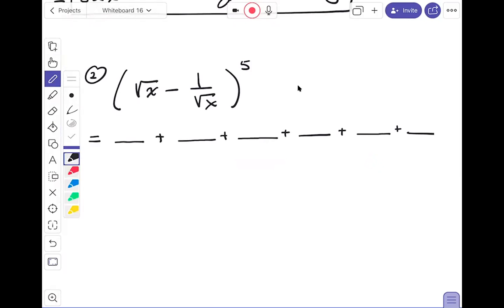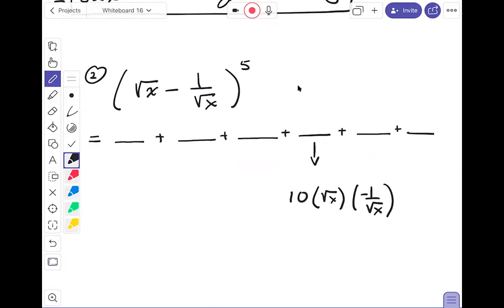I want this one over here. So the coefficient is going to be 10, right? And then you're going to have a root x here to a power and minus 1 over root x to some power. Now let's count the powers, all right? We'll talk about this guy first. 5, 4, 3, 2. I'll write the power down.